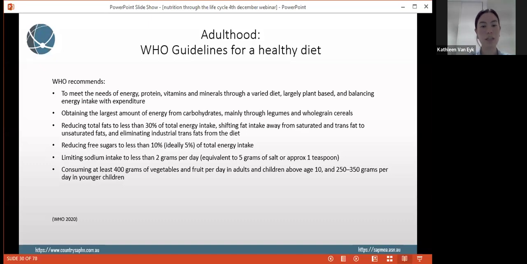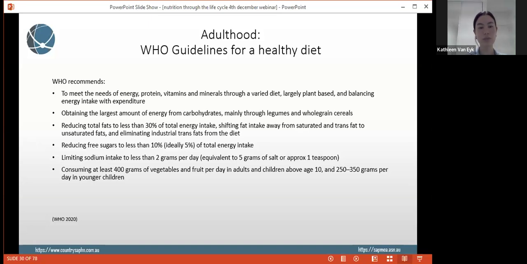In terms of sugars, so free sugars, so added sugars, generally not so much the natural sugars, but aiming for less than 10% of total energy intake. And then for sodium, we're looking at a maximum of about 2 grams per day, which is equivalent to about a teaspoon, roughly, of sodium or salt.